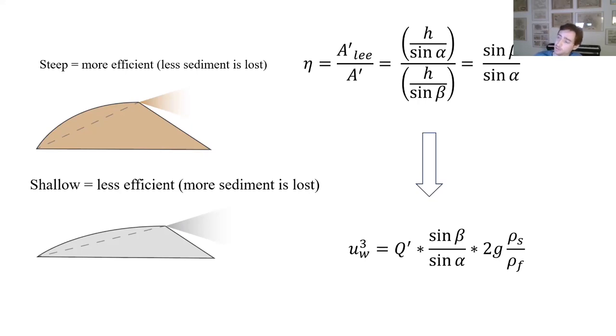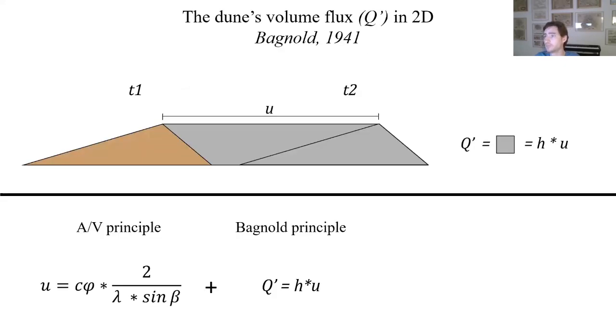Now, if we add that concept into our earlier equation for the wind speed and the volume flux, then we get the equation that's at the bottom right here. Now, another thing that we have to do before we can estimate the speed of the dune from its shape is to link the volume flux to the shape also. And in order to do this, we have to combine Buck-Knowles principle, so the fact that the volume flux is equal to the height times the speed of the dune, with the earlier surface to volume ratio principle, which we know contains this sine of beta, right?